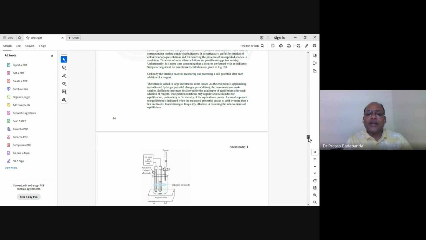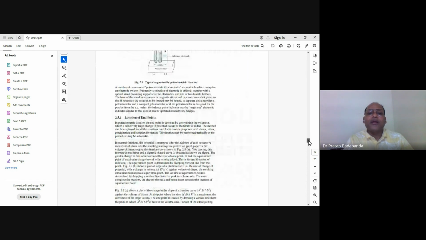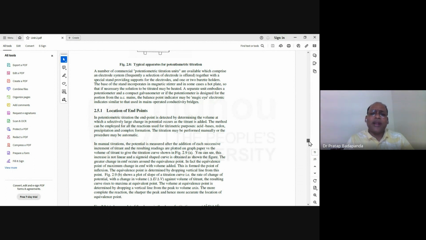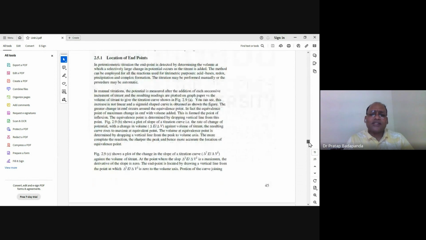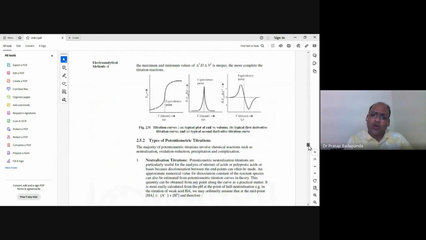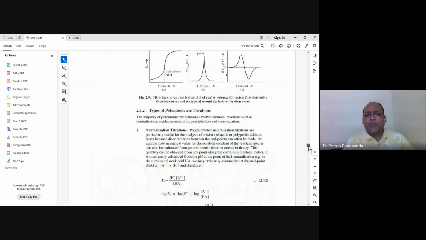So when it is close to that situation, a number of commercial potentiometric titration units are available, which frequently comprise an electrode system. Frequently a selection of electrodes is offered together with a stand providing support for the electrodes. So these are the process and the location of endpoints. How does it work? You have to read this one and go through it. It is explained over there, and in the practical you will do that.